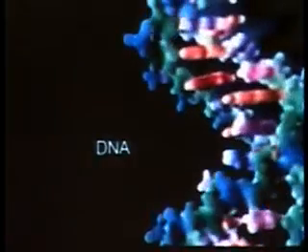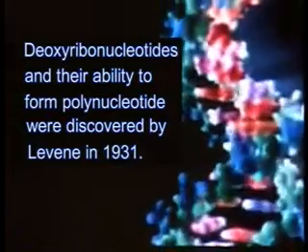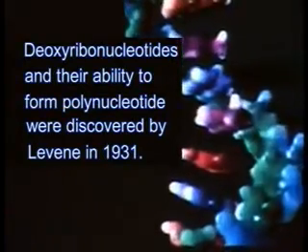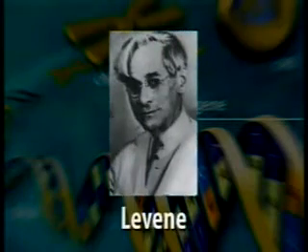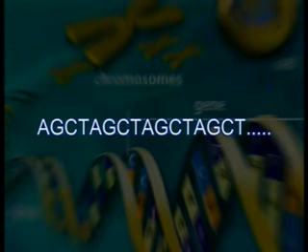Dear students, the deoxyribonucleotides and their ability to form polynucleotides were discovered by Levene in 1931. But Levene postulated that the 4 deoxyribonucleotides occurred in a regularly repeated tetranucleotide sequence, like adenine, guanine, cytosine, thymine, then again adenine, guanine, cytosine, thymine, and so on.